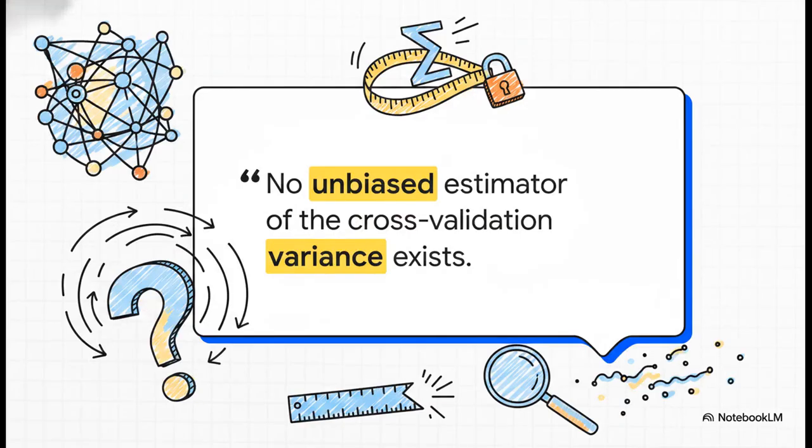So what's the ultimate takeaway here? Estimating a model's true performance is surprisingly complex. In fact, it's been mathematically proven that there's no such thing as a perfect, unbiased estimator for the variance of cross-validation. It's just not possible. And that's a powerful reminder that in machine learning, even with our best tools, there are always going to be fundamental limits to what we can truly know for certain.